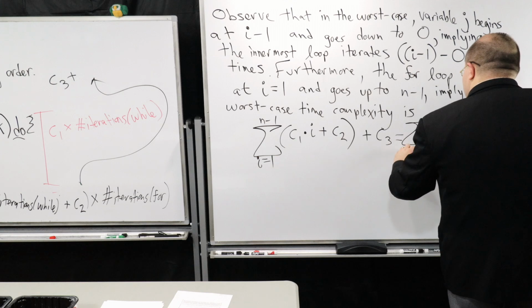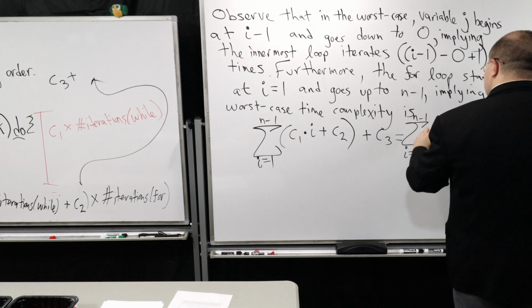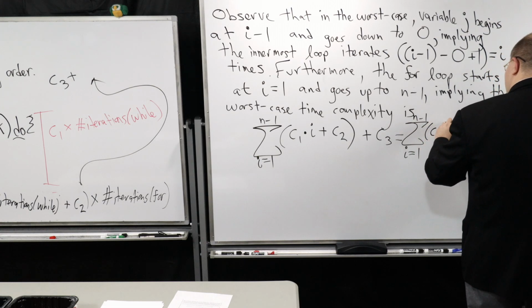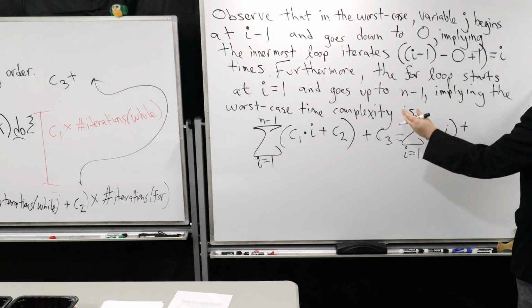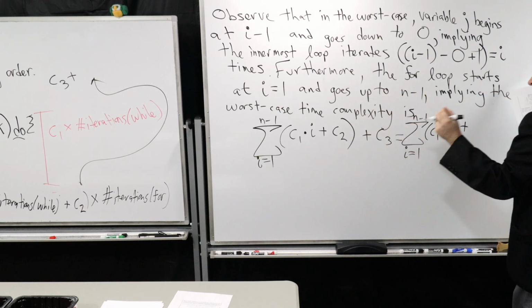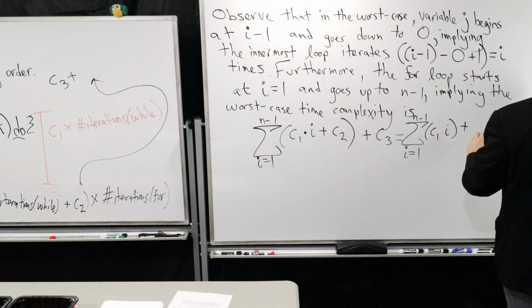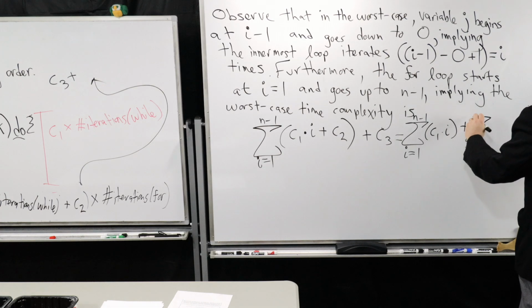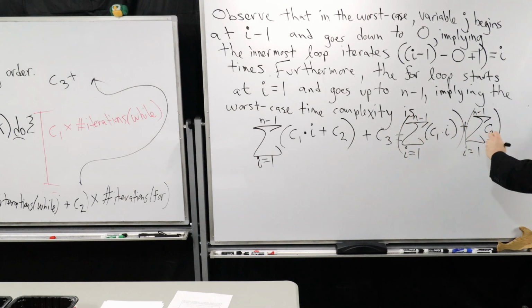So I'm going to start from I equal to 1 to n minus 1, and I'm going to have C1 times I. This is going to be one sum. Then I'm going to sum up. One property of summations is that you can distribute them over addition like this. So I'm going to sum from I equal to 1 to n minus 1 of C2. So I have two sums. I split that apart, and then I have C3 just sitting on its own.